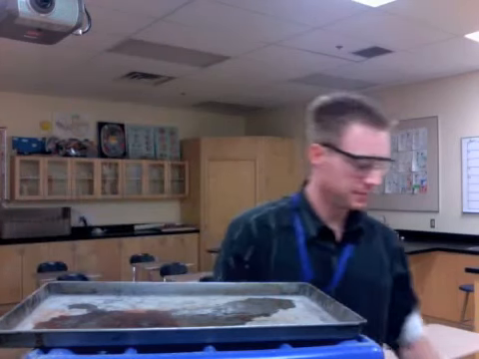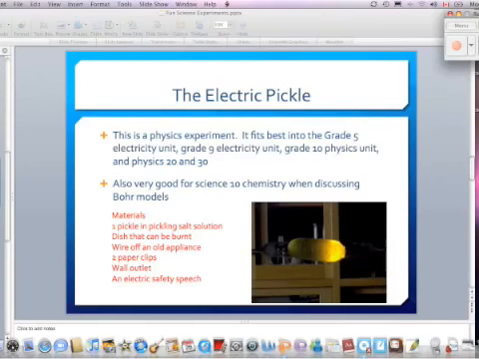Electric Pickle fits very well into physics. It's the best for the Grade 5 electricity unit, the Grade 9 electricity unit, Grade 10 physics or chemistry units, as well as Physics 20 and 30 when they do a lot with electricity.